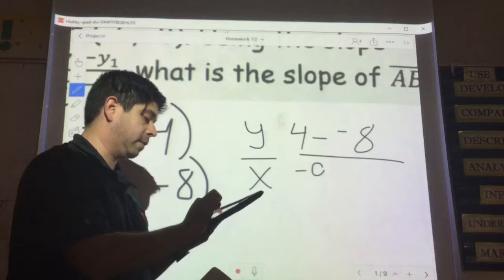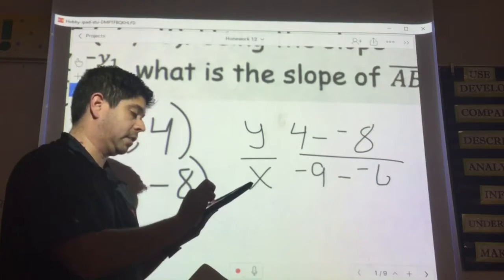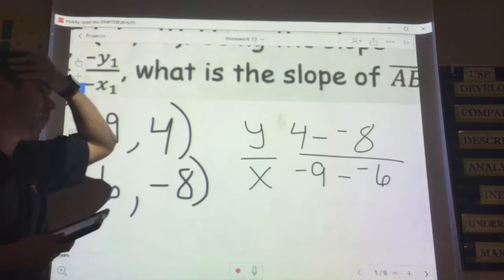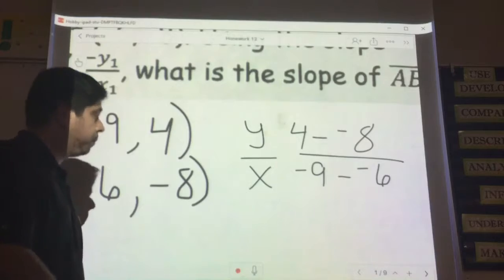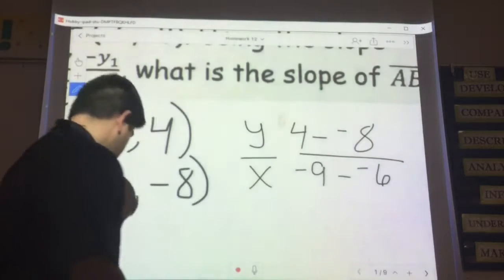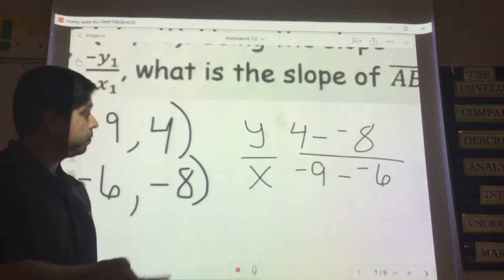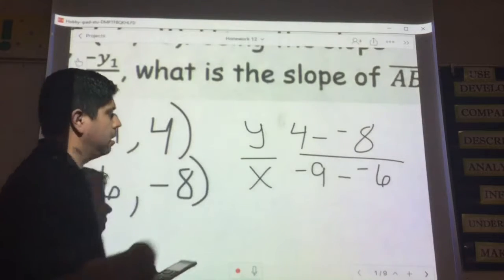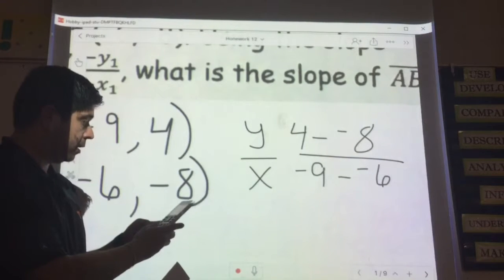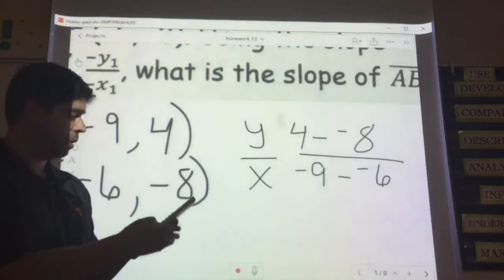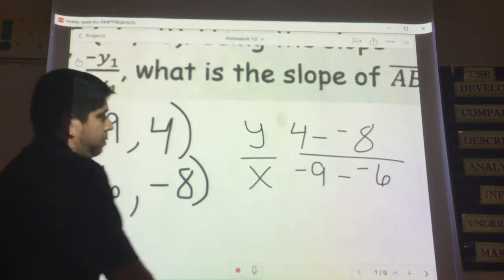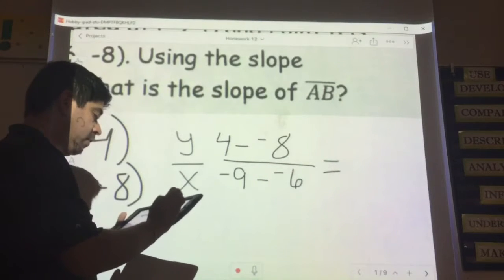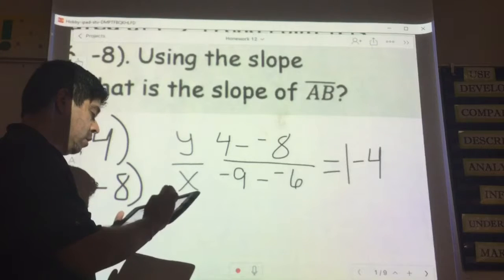So negative 9 minus negative 6. You have to have these negatives in here. If not, you'll come out with the wrong answer. Once I have that, all I have to do is put this in my calculator. So I'm going to do control divide. 4 minus negative 8 on the numerator, negative 9 minus negative 6 as the denominator. Hit enter, and I get my answer of negative 4. So this would come out to be negative 4.